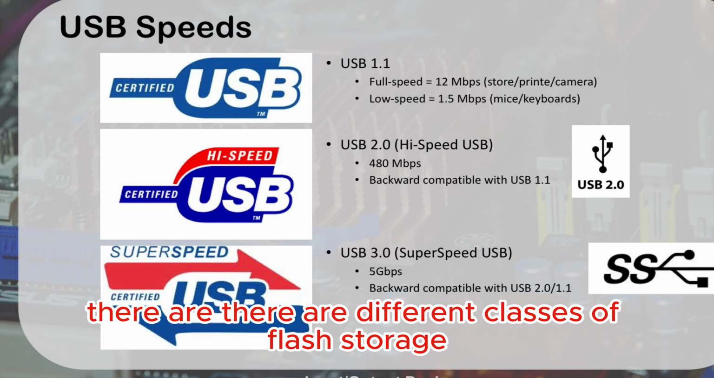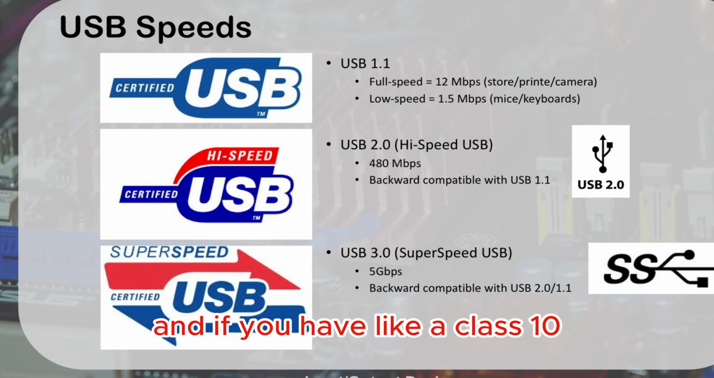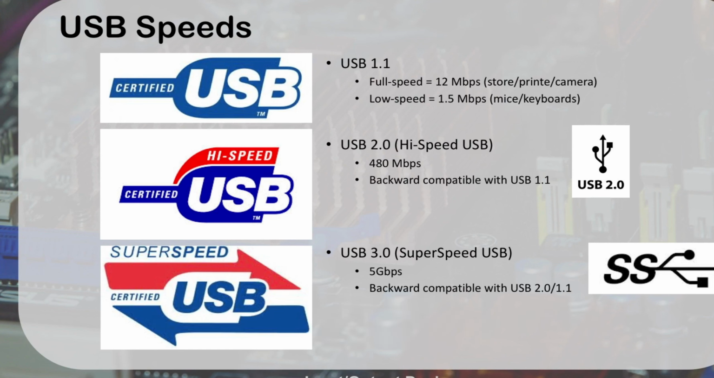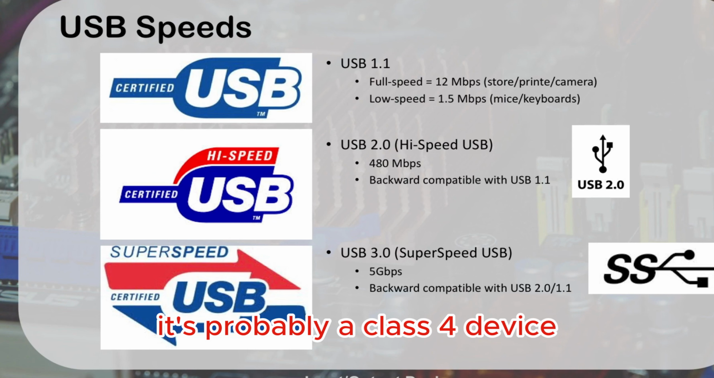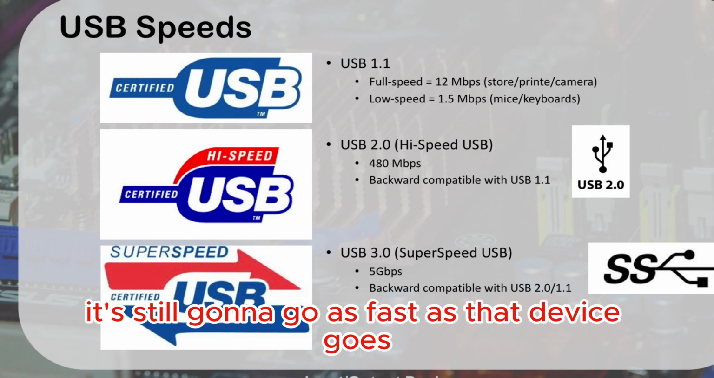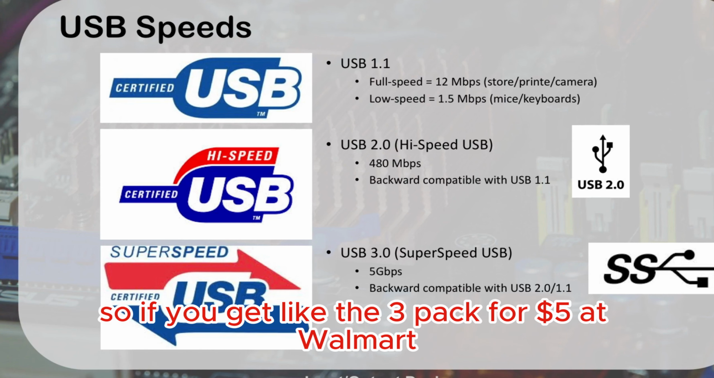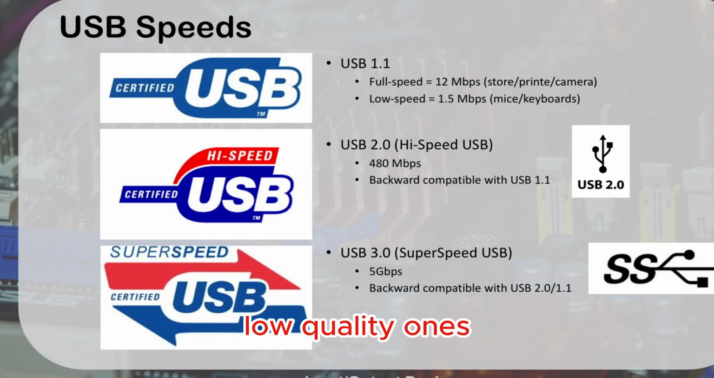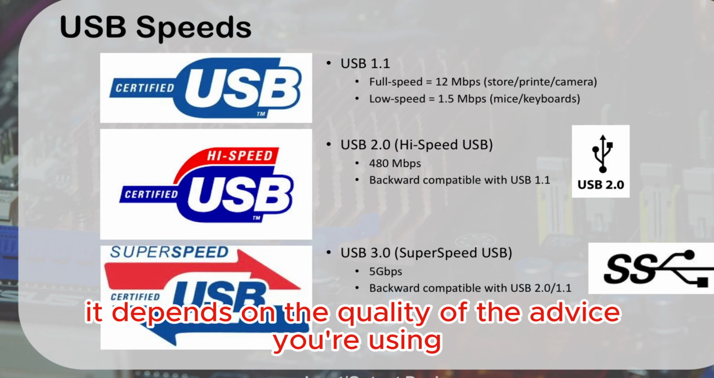When you buy a thumb drive, there are different classes of flash storage, which is what is inside your thumb drive. If you have a class 10, those are the fast ones. If you have a class 4, those are really slow. If you're using an old 2.0 USB thumb drive, it's probably a class 4 device. So if you're plugging into a new fast port, it's still going to go only as fast as that device goes, which is fairly slow. If you get the 3-pack for $5 at Walmart, those are usually very slow, low quality ones. Whereas if you get the much more expensive ones, they operate much faster. It just depends on the quality of the device you're using.